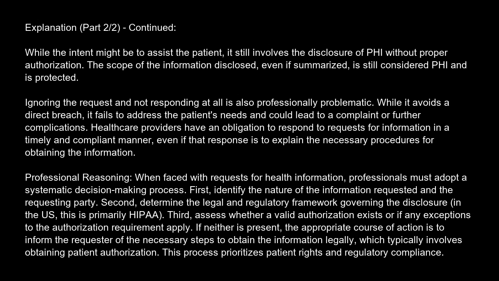Professional reasoning. When faced with requests for health information, professionals must adopt a systematic decision-making process. First, identify the nature of the information requested and the requesting party. Second, determine the legal and regulatory framework governing the disclosure. In the U.S., this is primarily HIPAA. Third, assess whether a valid authorization exists or if any exceptions to the authorization requirement apply. If neither is present, the appropriate course of action is to inform the requester of the necessary steps to obtain the information legally, which typically involves obtaining patient authorization. This process prioritizes patient rights and regulatory compliance.